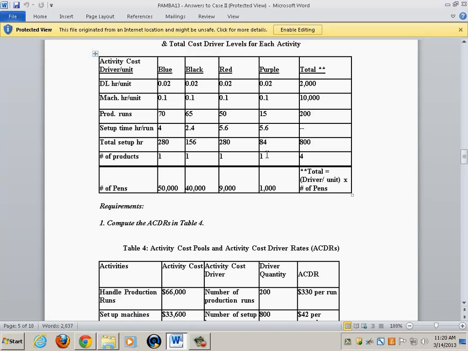And the for example, the cost of sustaining purple pens, the product purple pens per pen, per purple pen may be quite higher than the cost of sustaining blue pens per blue pen.